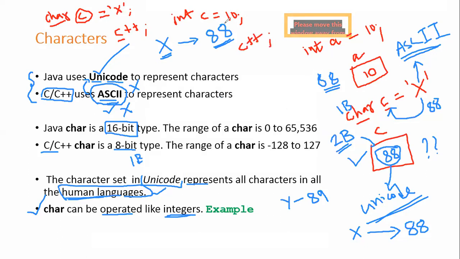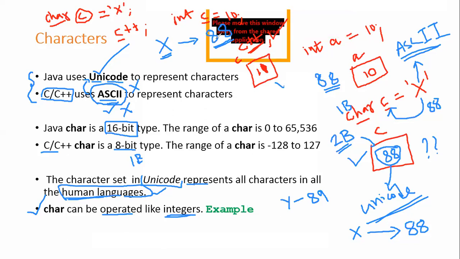What I'm trying to store here, inside C, is a value called 10. When you write C++, what does it mean? I'm trying to increment by 1. That's what C++ is. Now the value is going to become 11. So I can do arithmetic operations. A character can be operated like integers. Here I'm trying to perform an arithmetic operation, that is C++.